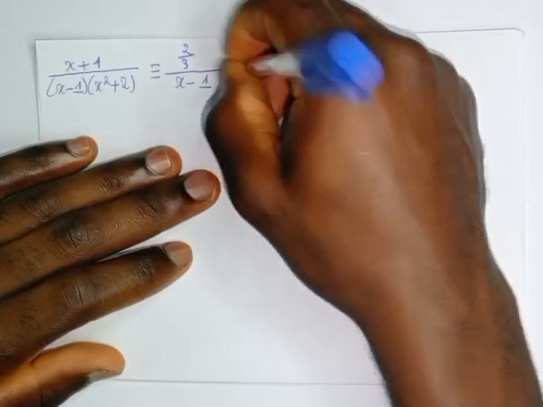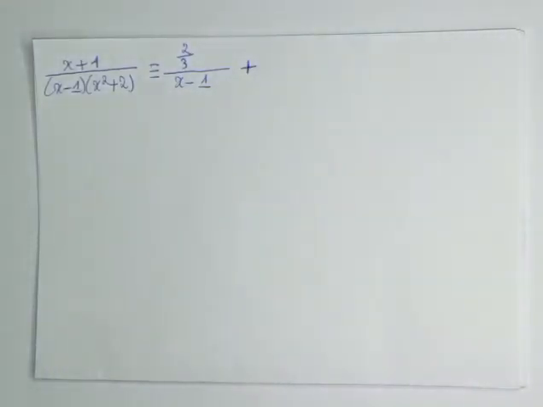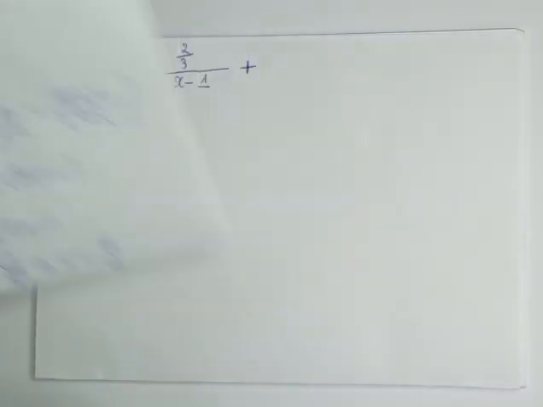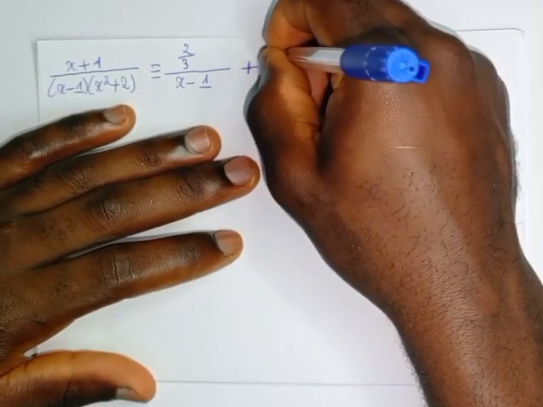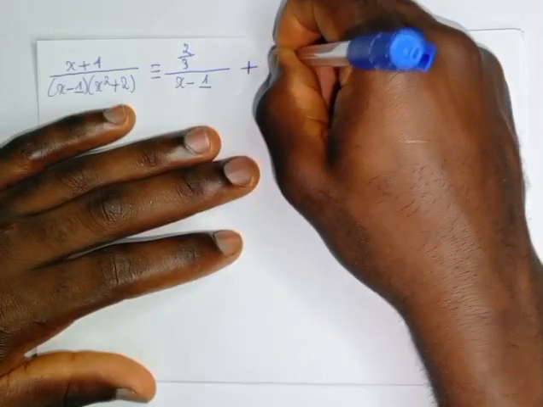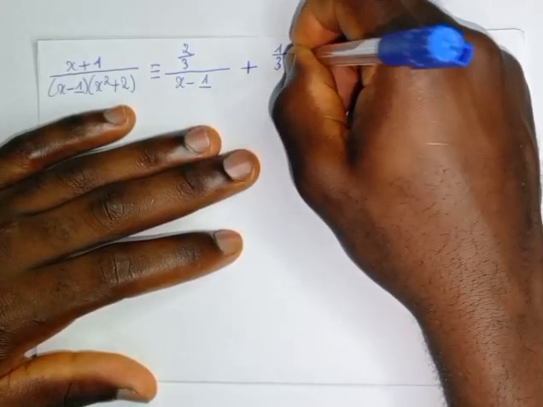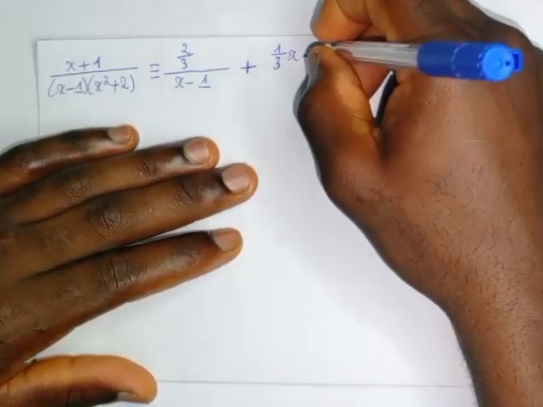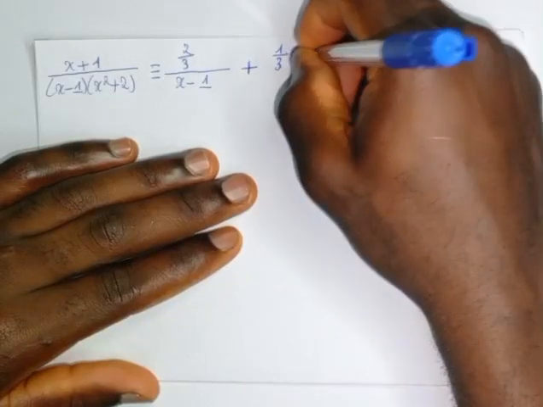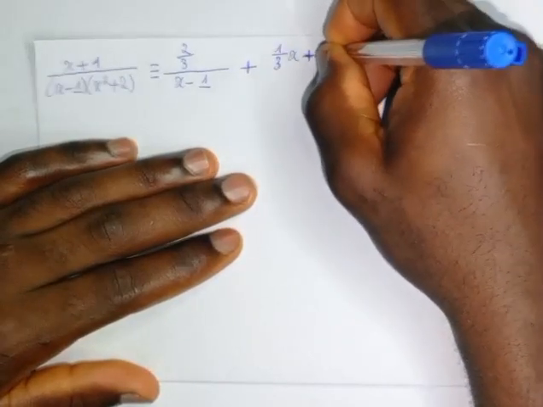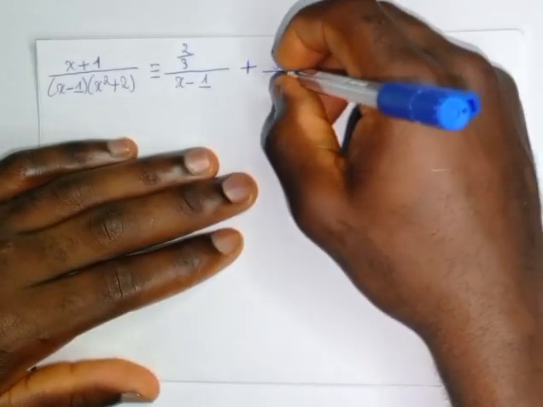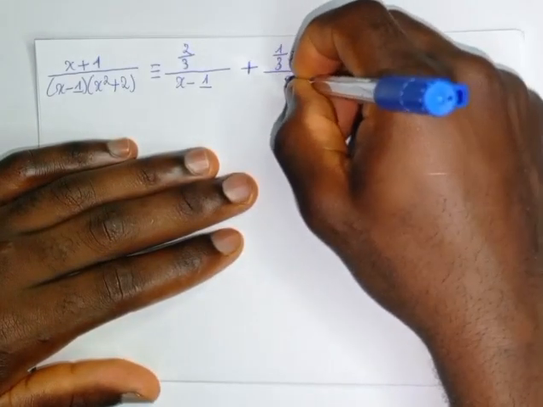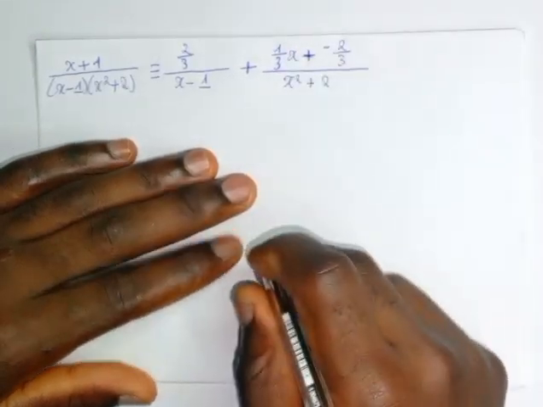Plus, we go now to the next one, bx plus c. b, we know b is 1/3, 1 over 3, x plus c. C is negative 2/3, all over x squared plus 2.